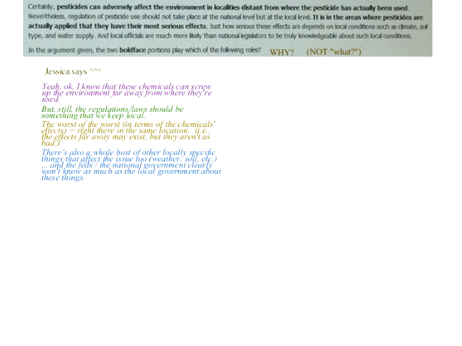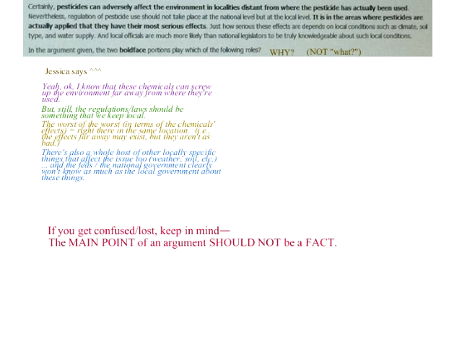Does anybody know? So if you get confused or lost or whatever, keep in mind the main point of an argument should not be a fact. I mean, can anybody tell me why not? It should be a claim. Why should it not? Yeah, opinion or a claim or whatever, but why? Why should it not be factual?